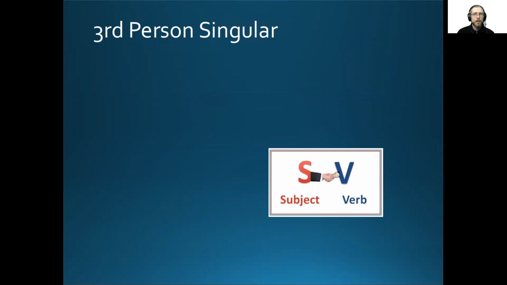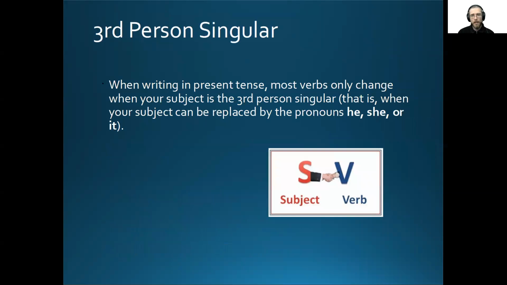The first conjugation form we're going to take a look at is the third person singular. When writing in the present tense, most verbs only change when your subject is the third person singular. That is, when your subject can be replaced by the pronouns he, she, or it. As an example, I walk, you walk, he, she, it walks. So the first person and the second person are the same. I walk, first person, you walk, second person, and third person, that's where the verb changes its conjugation. He, she, or it walks.